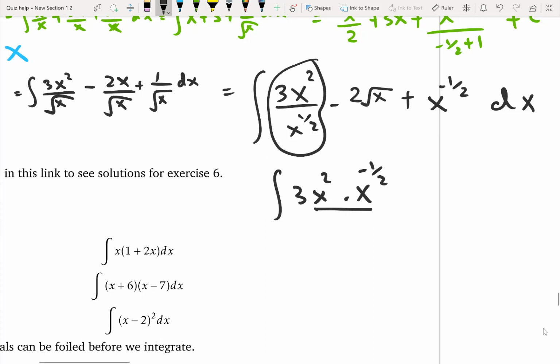How can you simplify these two? The base is the same. The base of these two terms is x. The power is 2 and negative half. When you have multiplication of these two terms, you can add 2 and negative half. That's a power rule, right? So 2 plus negative half is actually 3 half. If you simplify, you get x to the 3 half.